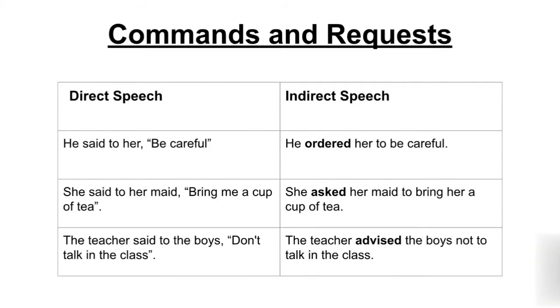Third example. The teacher said to the boys, don't talk in the class. So teacher said to the boys. Said to the boys changes to the teacher advised the boys not to. Don't becomes, we will not use don't. Not to talk in the class. Here also the infinitive, negative infinitive, is used: not to. So these are the changes you need to notice when you are converting direct speech to indirect speech in command and request form.